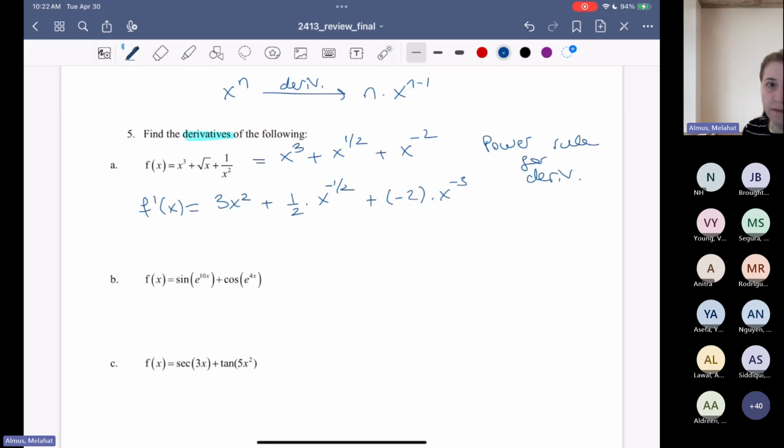Next, sines, cosines, exponentials, and must know derivative of e to the mx is m times e to the mx itself times m. So always keep that in mind.